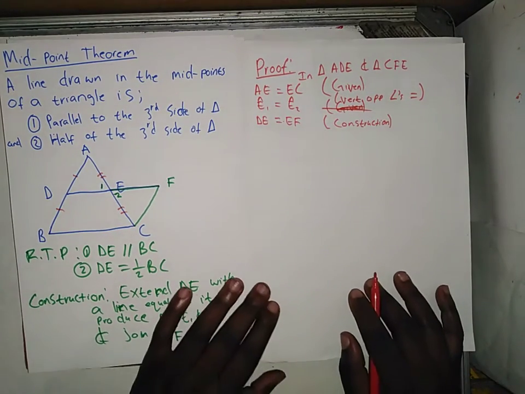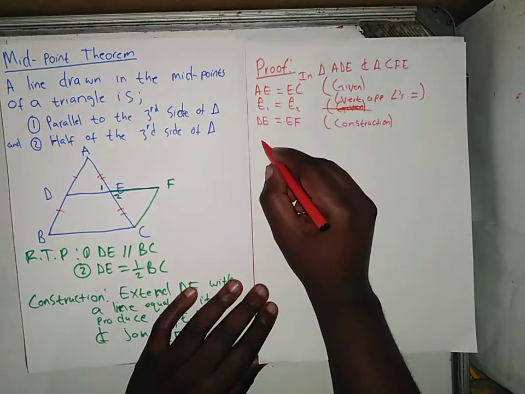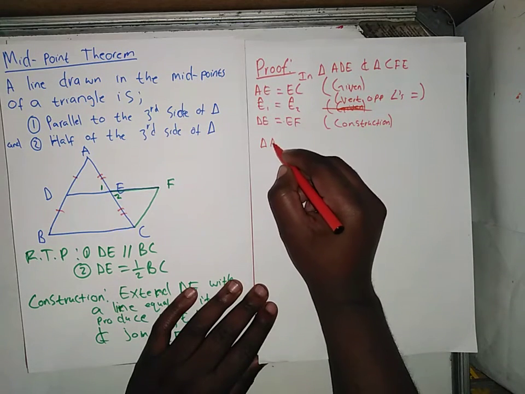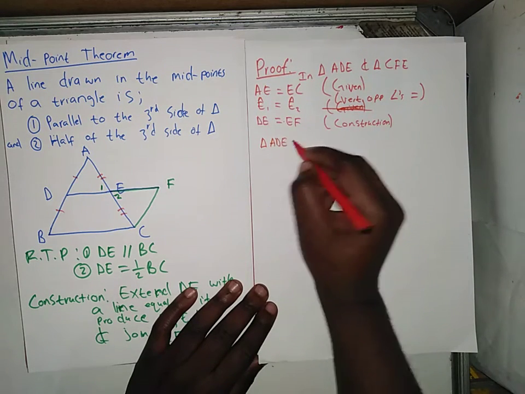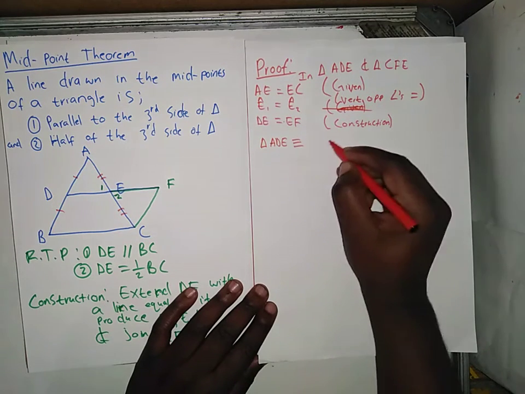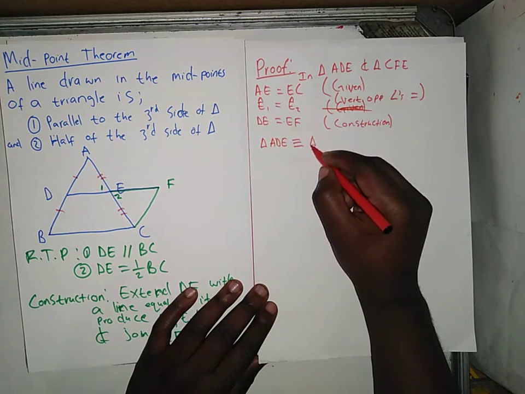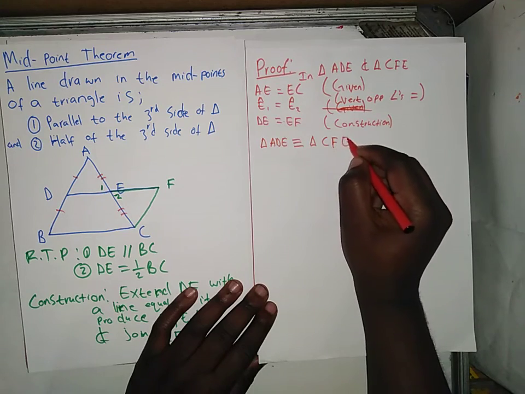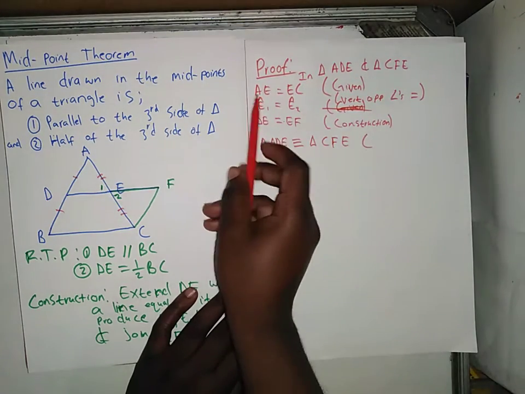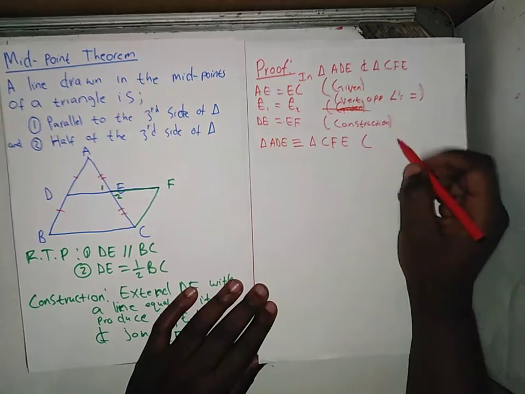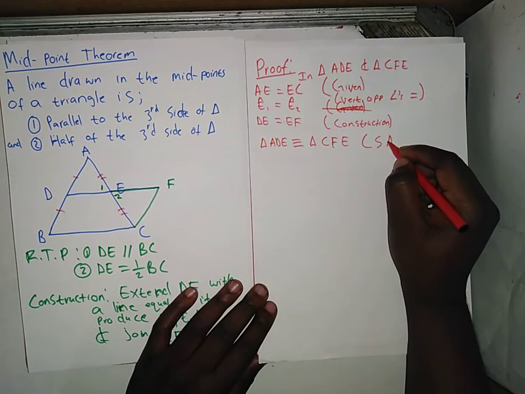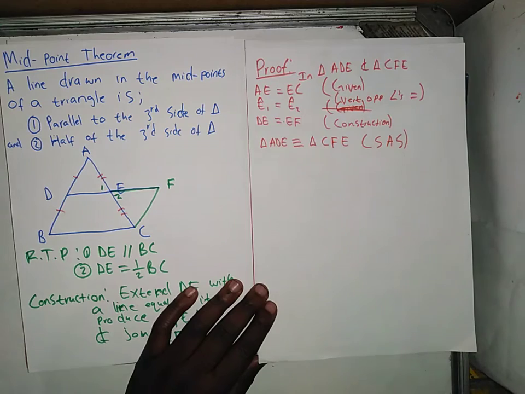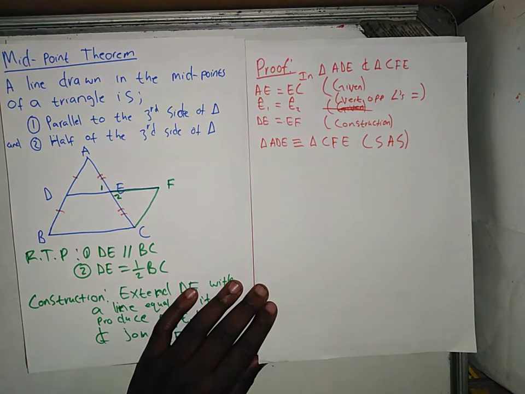Okay, so because of that, ladies and gentlemen, therefore triangle ADE is congruent to triangle CFE. And what is the reason for this? I started by proving the side first and then the angle and the side. So it's side, angle, side. Okay? It is side, angle, side.